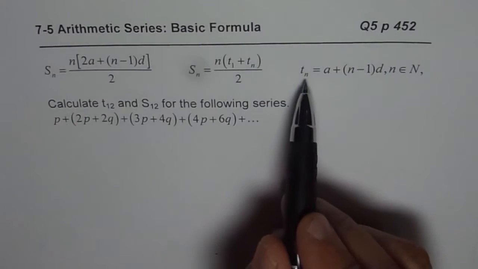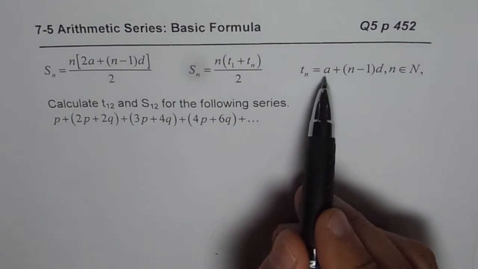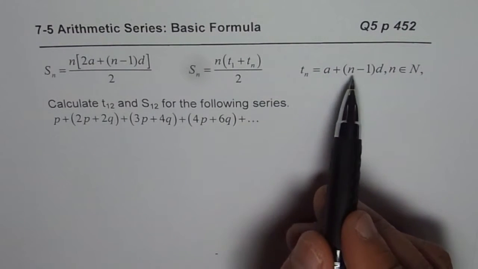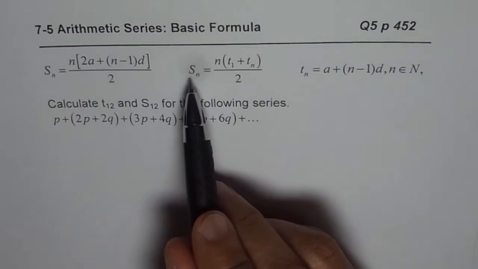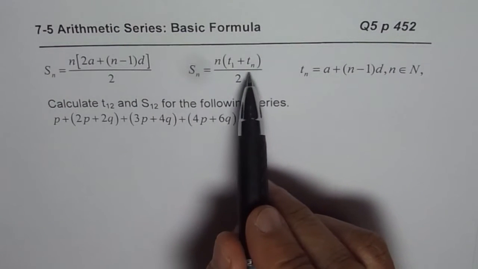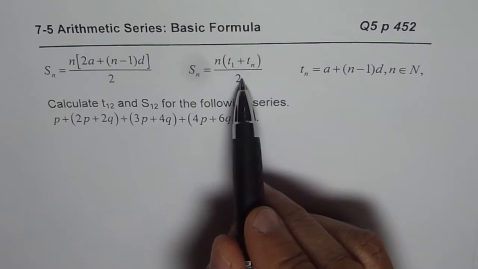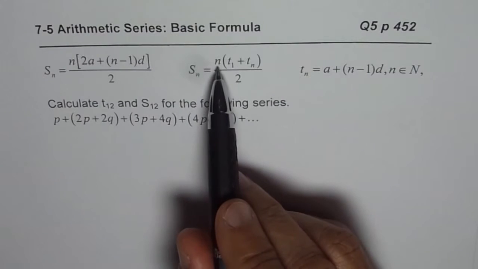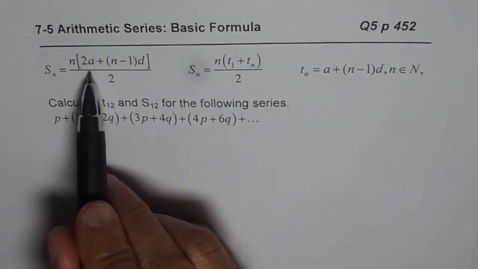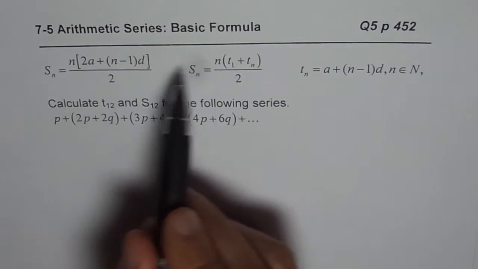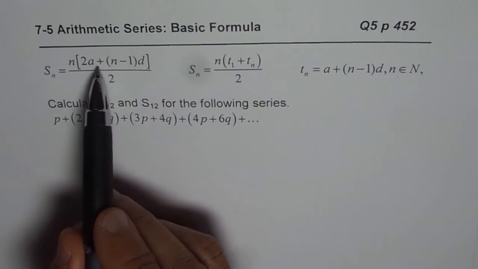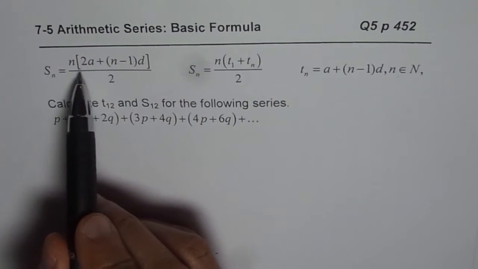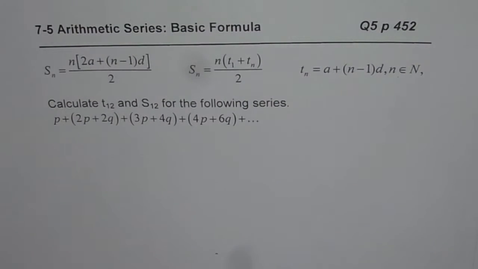Now here is the formula for the nth term, which is a, the first term, plus (n minus 1) times d, where n is a natural number. And the sum of n terms is the average of the first and last term times the number of terms, which we could also write in this fashion, where the first term is written as a and tn is written with this formula. When you combine, you get (2a plus (n minus 1) times d) times n over 2, right? So that is how you should see these formulas, right?